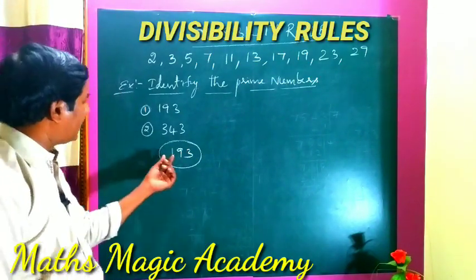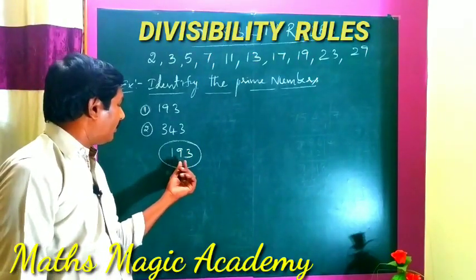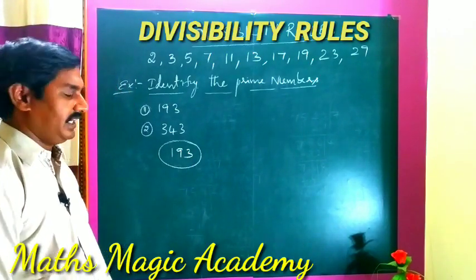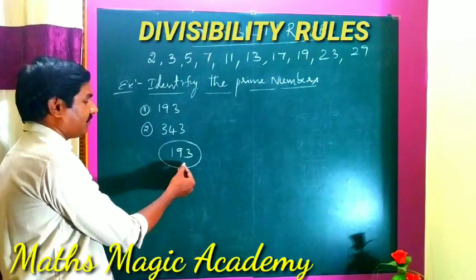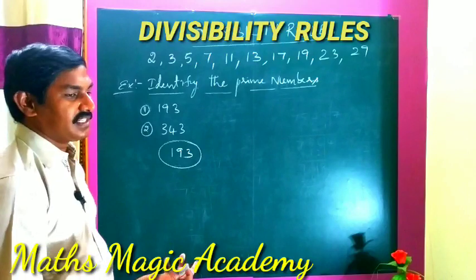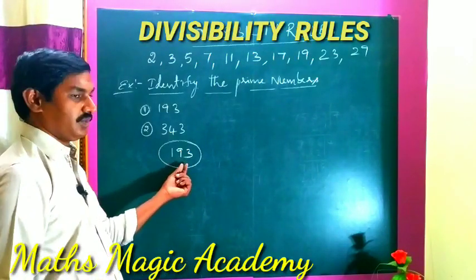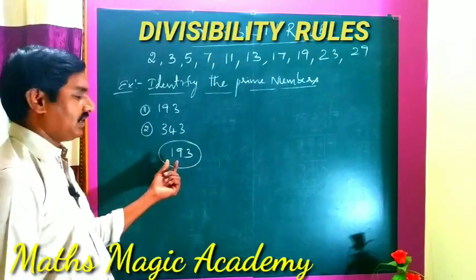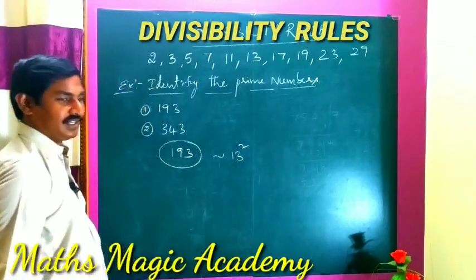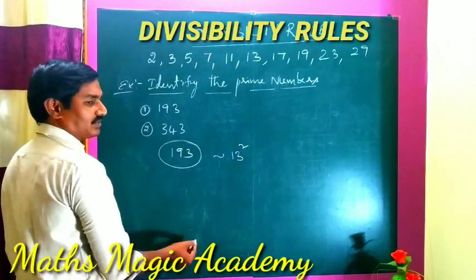For checking whether 193 is a prime or not, before that we have to take the nearest perfect square. What is the nearest perfect square of 193? Here we can see 13 squared is 169, and 14 squared is 196, which is more than 193. So we go for 13 squared. The nearest perfect square is 13 squared.